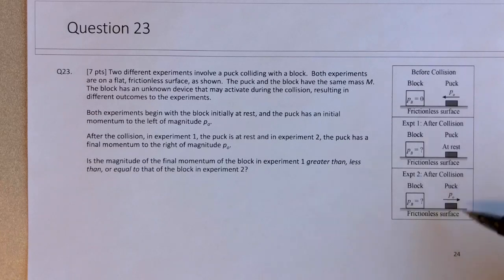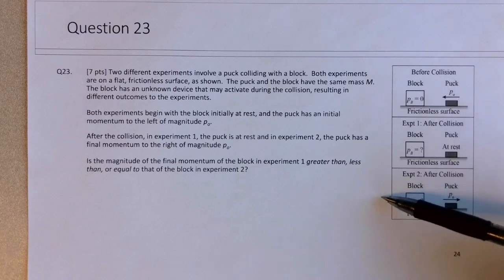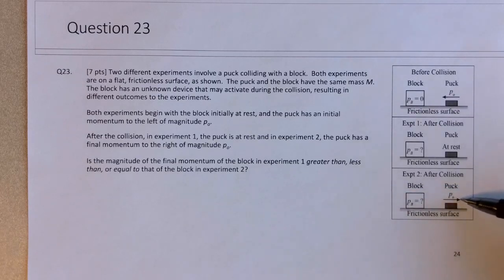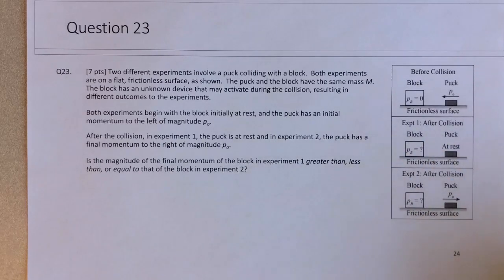And in experiment 2, since momentum is a vector, if the puck is carrying a momentum of p0 to the right, and we want to have a momentum of p0 to the left at all times, then the block in experiment 2 has to have 2 p0 to the left. To cancel out 1 p0 to the right, leaving you 1 p0 to the left. So the momentum of the block in experiment 1 is less than that in experiment 2.